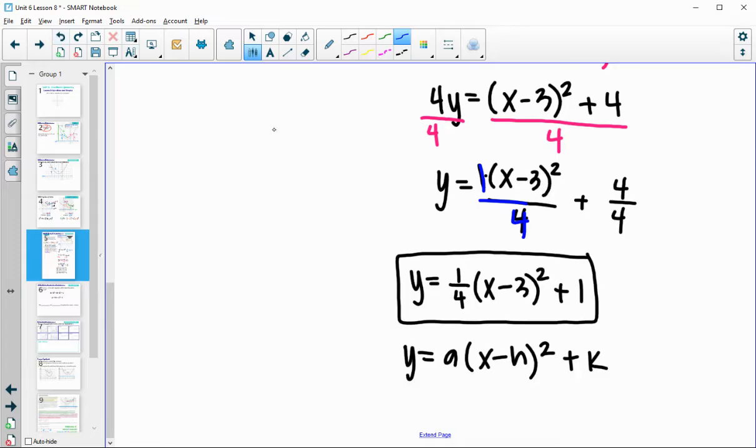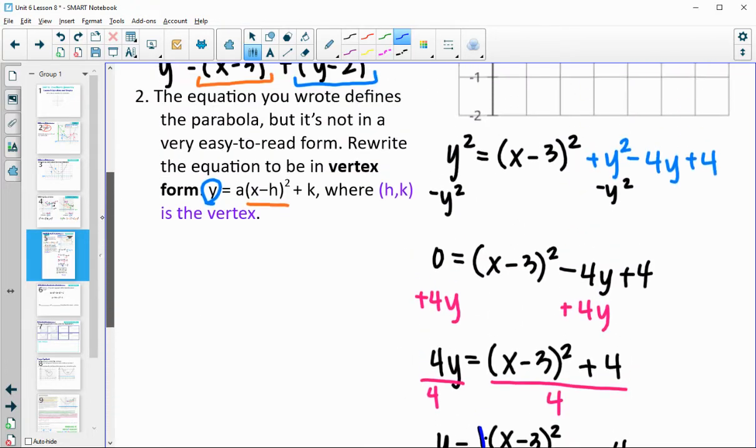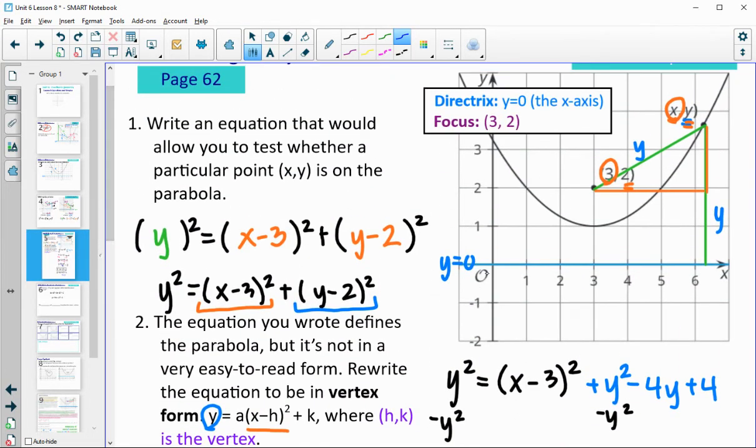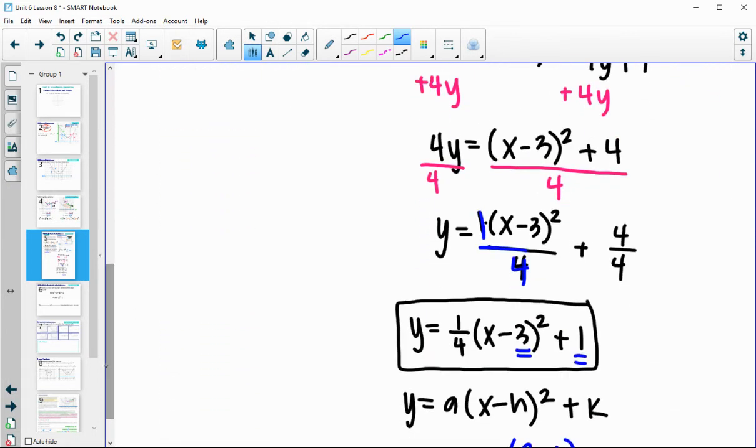So then we're getting a vertex of 3. So x minus 3. So the vertex is 3 and then 1. So if we go up here, then we can check that out on this parabola that the vertex is 3, 1. So we used the focus to write it, and then we went to vertex form and got the vertex.